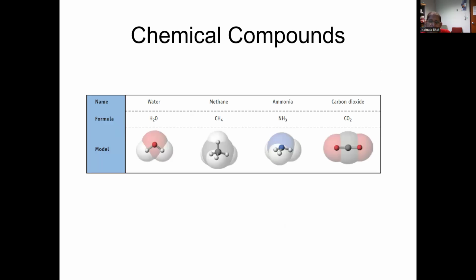Both formula unit and molecular formula give you the types of elements as well as the number of atoms of each element. Another way of showing the different chemical compounds is, of course, by writing the formula, which we have just discussed. And then we can also do a model representation as shown in this table, where you have water as H2O, methane gas as CH4 shown in a space-filling model, ammonia, NH3, and carbon dioxide, CO2.